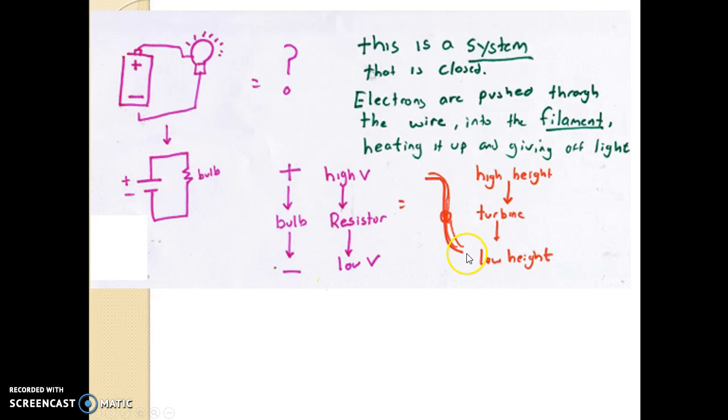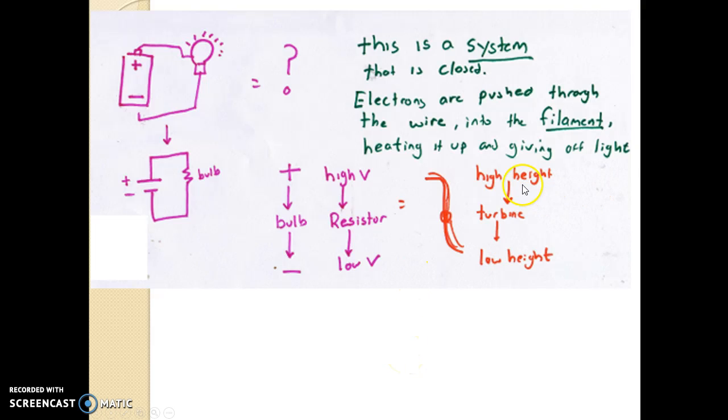I want you to imagine a dam, for example. Water starts off high and then falls down because of gravity, goes through the turbine, and ends up low. High height to the turbine to low height. The turbine spins around and makes electricity, but the turbine doesn't actually take water out of the system. It just simply uses it to make something happen. Electrons don't leave the system. They're simply used by the resistor to make something happen.